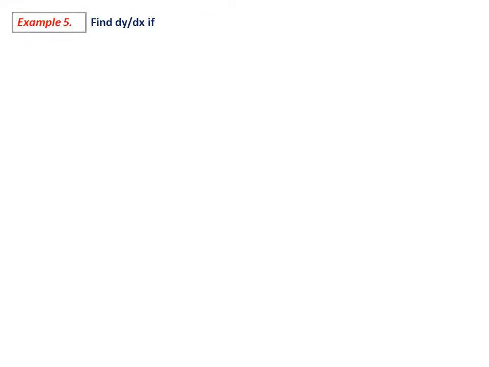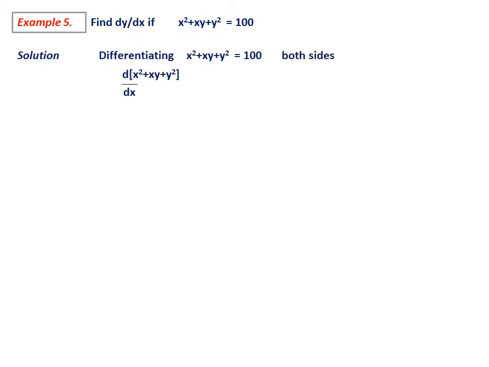Next question. Find dy by dx if x square plus xy plus y square equal to 100. So, same thing, differentiate both sides with respect to x. This is the starting point always. This equals d by dx of 100. Then once again use the addition rule: d by dx of x square, d by dx of xy, d by dx of y square, this equals d by dx of 100.